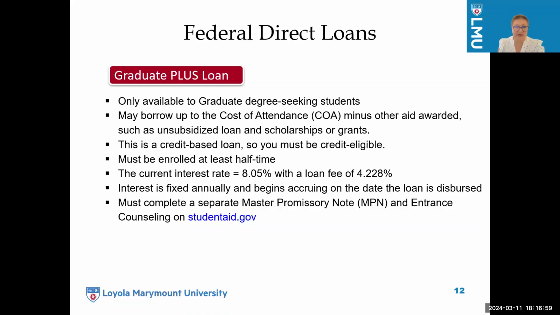You must be enrolled at least half-time, and the current interest rate is 8.05 with a loan fee of 4.228. The interest rate is fixed annually and begins accruing on the date the loan is disbursed. Again, it's always when it's disbursed. It's not when we award it. It's not when you accept the loan. You must complete a master promissory note for the Graduate PLUS loan, as well as entrance counseling. The Graduate PLUS loan and the unsubsidized loan both have their own entrance counseling and their own master promissory note that need to be completed.